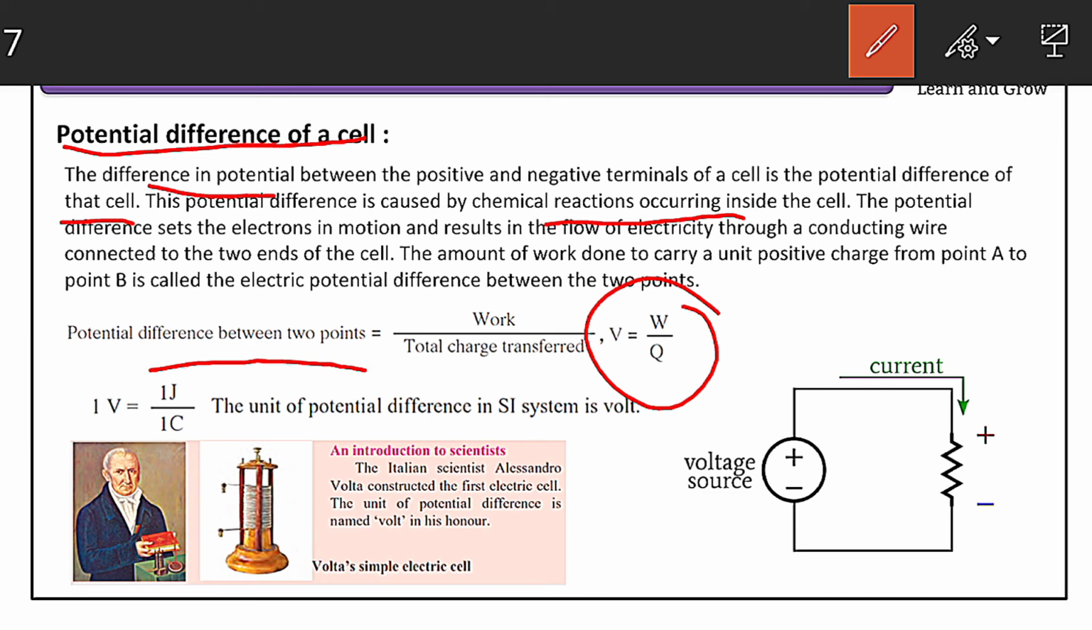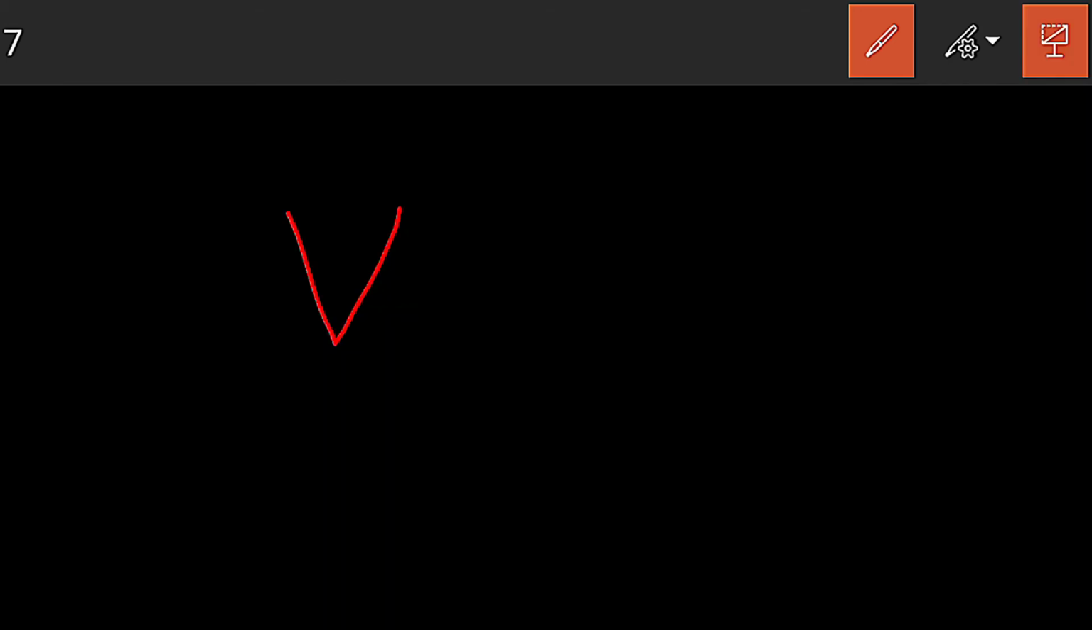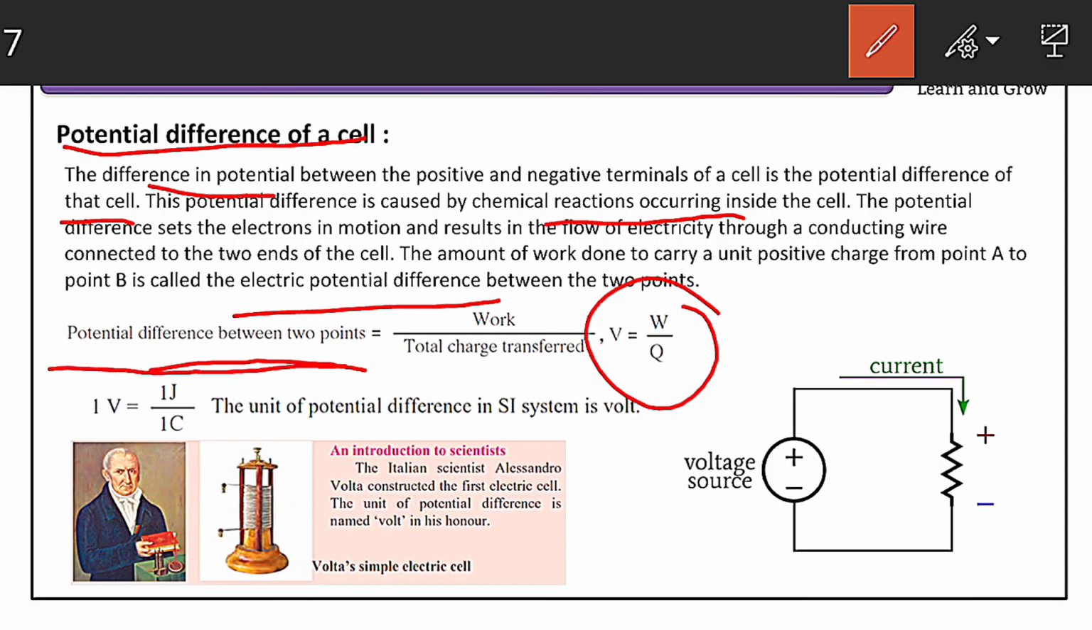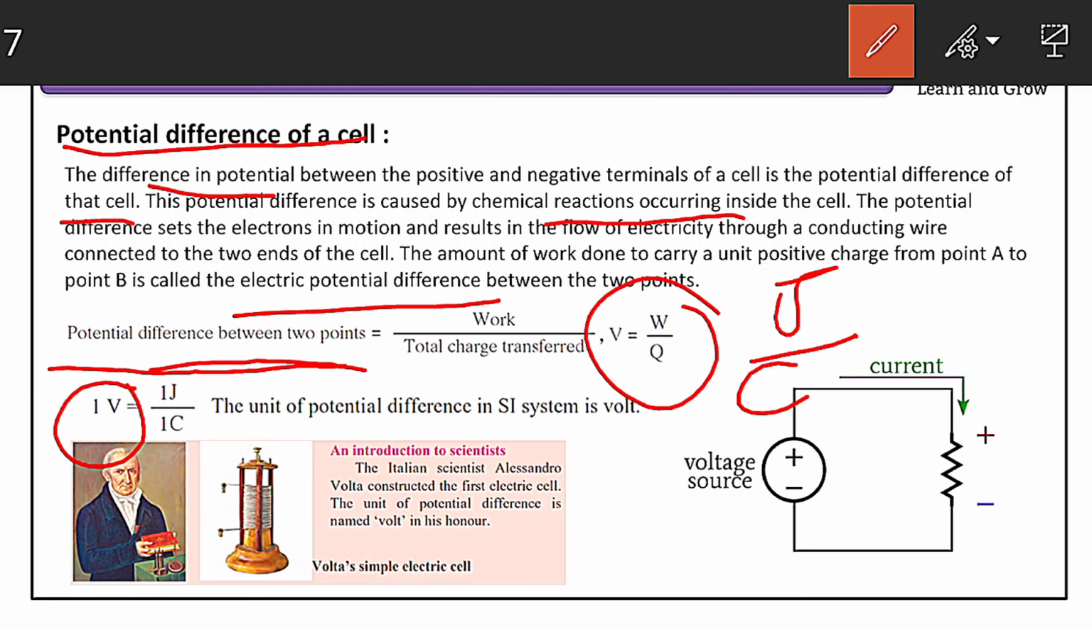The amount of work done to carry a unit positive charge from point A to point B is called the electric potential difference between the two points. Therefore, potential difference is given as V equals W divided by Q. That is, the work done to transfer the charge is called potential difference. The unit of work is joule and the unit of charge is coulomb. Therefore, 1 volt equals 1 joule per 1 coulomb. Therefore, the unit of potential difference is volt.